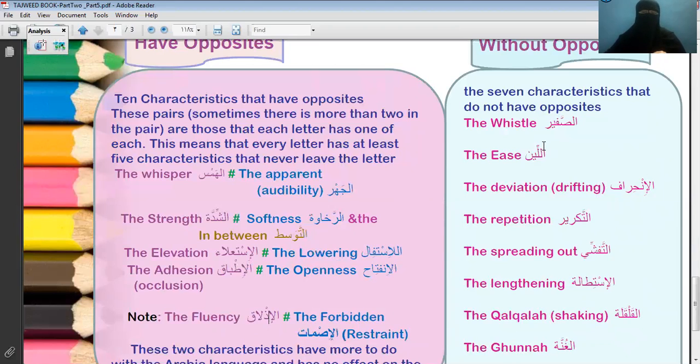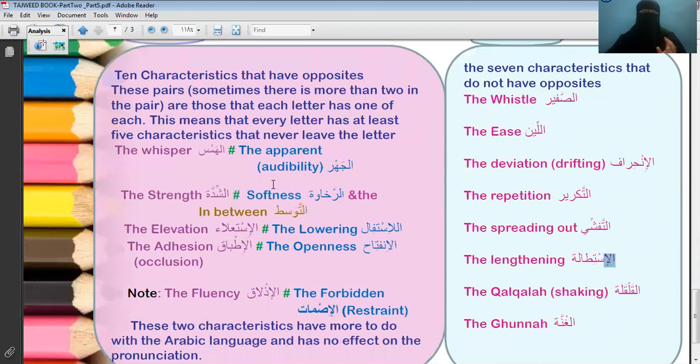And there are some adjectives without opposites: whistle, safeer, lean, al-inhiraf, al-takrar, al-tafashshi, al-istitala, al-qalqala, al-ghunna. Inshallah, today only we will take al-hams, and the opposite of the hams, al-jahr.